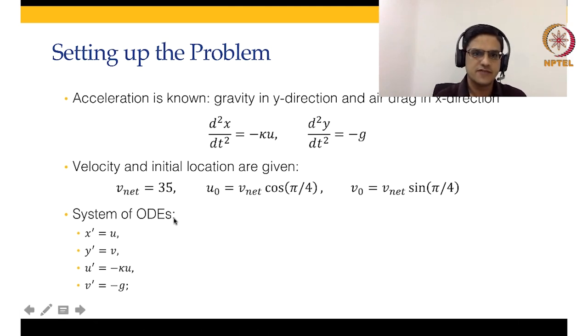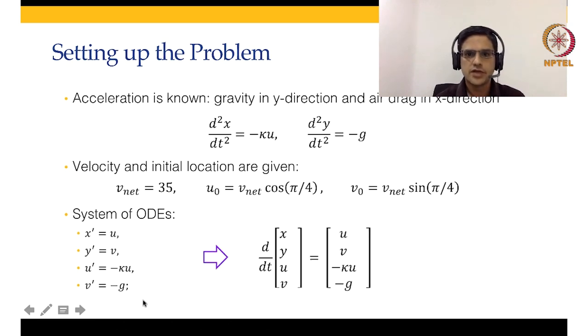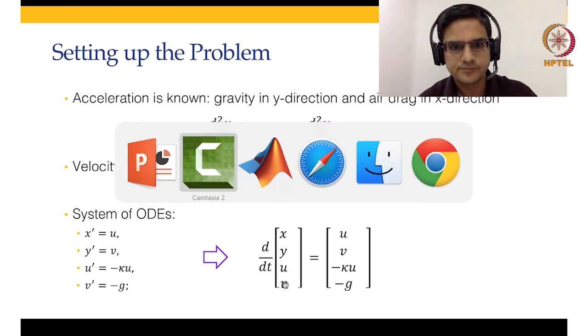The system of ODEs that we want to solve, as before, we are going to write dx by dt equal to u and dy by dt equal to v. So we have dx by dt equal to u, dy by dt equal to v, d square x by dt squared, which is du by dt, equal to minus kappa u, and dv by dt equal to minus g. So these are four ODEs that we need to solve. The overall ODEs will look in the vectorial form as shown over here. We will call this vector capital Y. Let's go on to MATLAB and try to solve this problem.